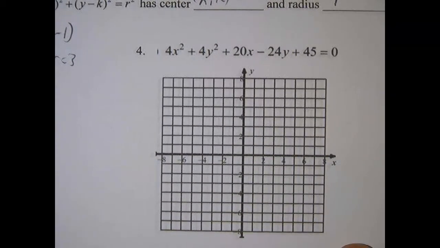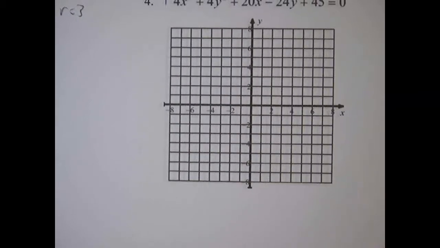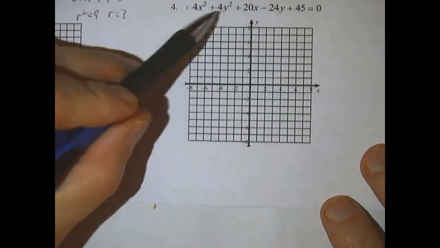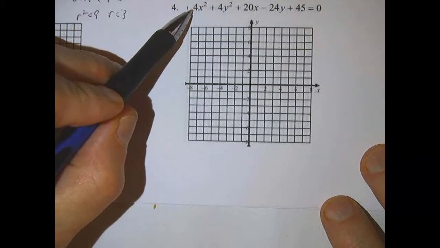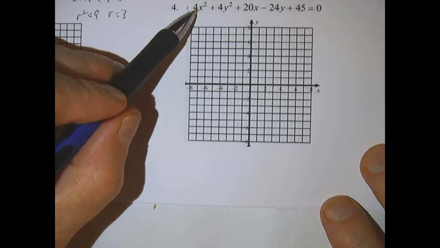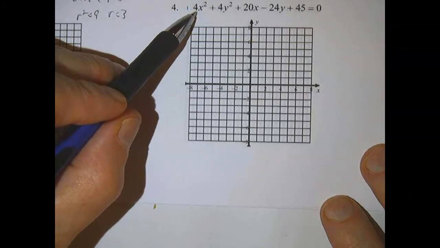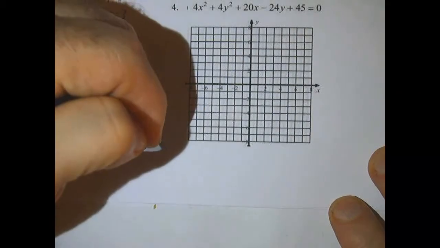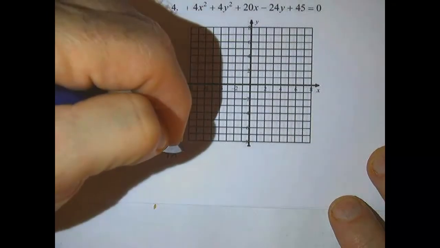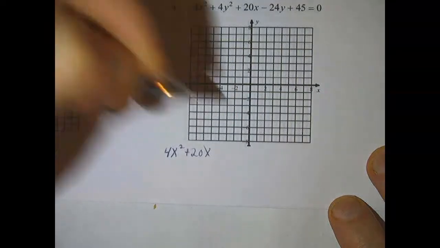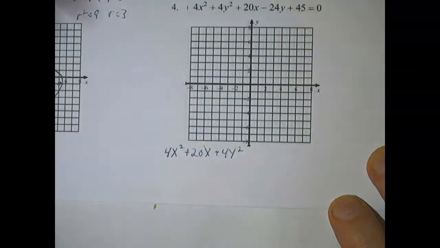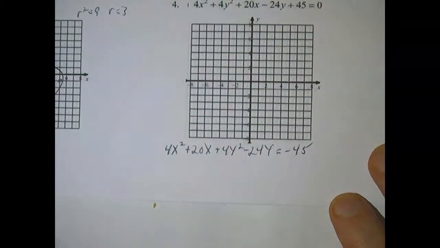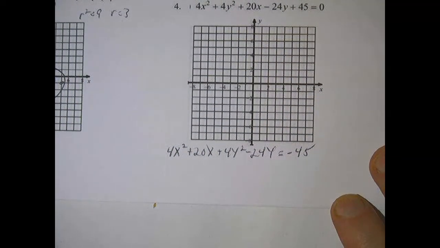Okay, this one is not in standard form, so we're going to have to do a little bit of algebra first. Let me do that algebra down here, and we recognize first that it's a circle because the x squared and the y squared have the same coefficients. They're both positive. So I'm going to group the x's, group the y's, move the constant to the right side and complete the square. So I have 4x squared plus 20x plus 4y squared minus 24y equals negative 45. All I did was regroup and subtract 45 from both sides.